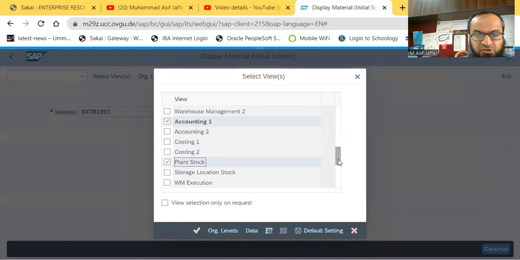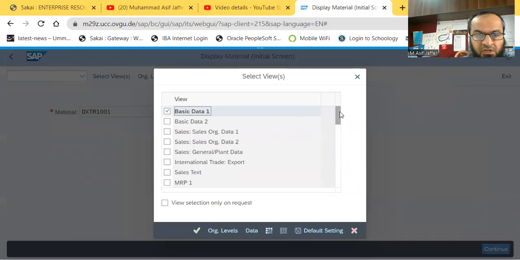There's one more view which we are interested in, that is the purchasing view, but it is not available for this particular material because this material is a finished goods, and since the company organization we are working on is not buying this, that's why the purchasing view is not available.